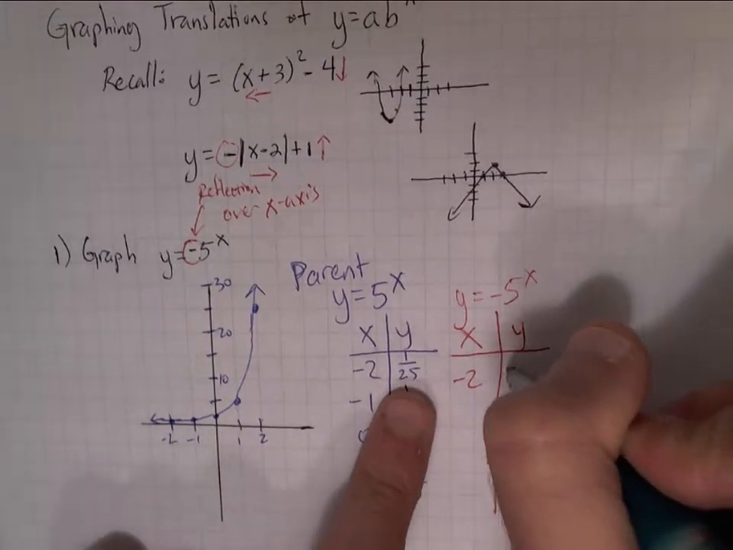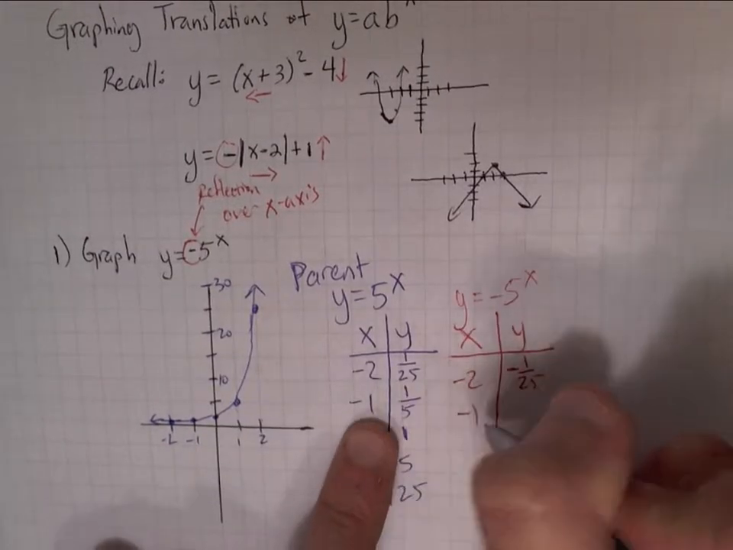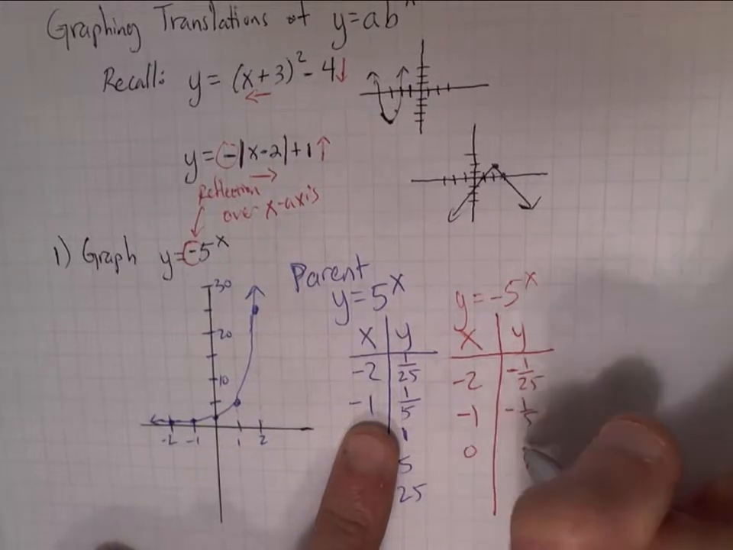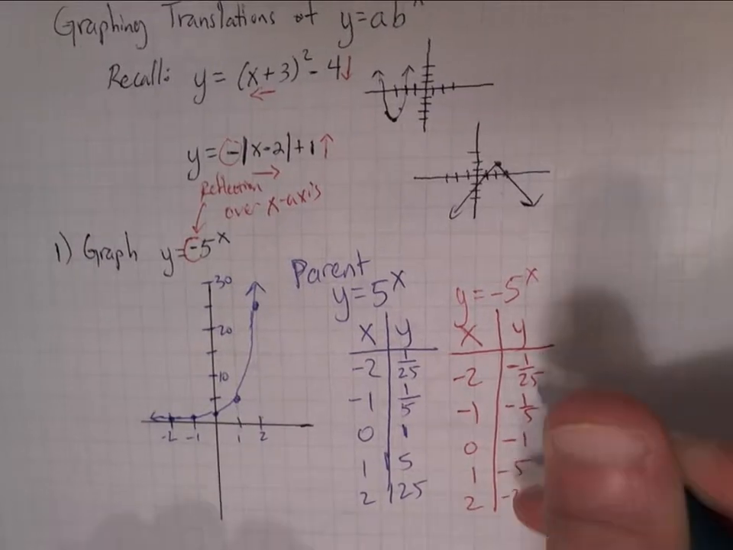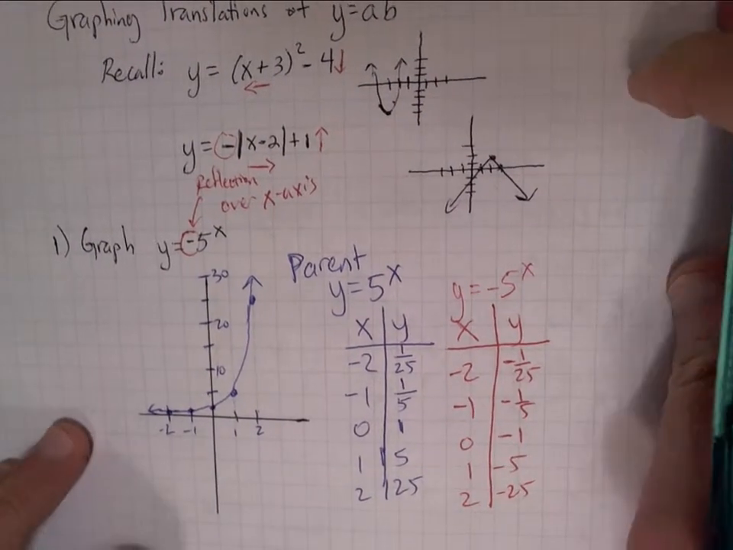Negative 2 becomes negative 1/25. Negative 1 becomes negative 1/5. 0 becomes negative 1. 1 becomes negative 5, and 2 becomes negative 25. You don't really need to do the t-chart again, just doing that for effect.